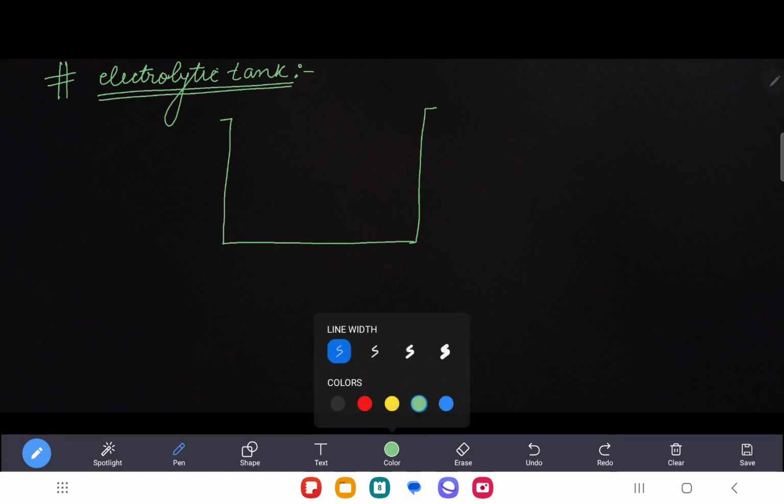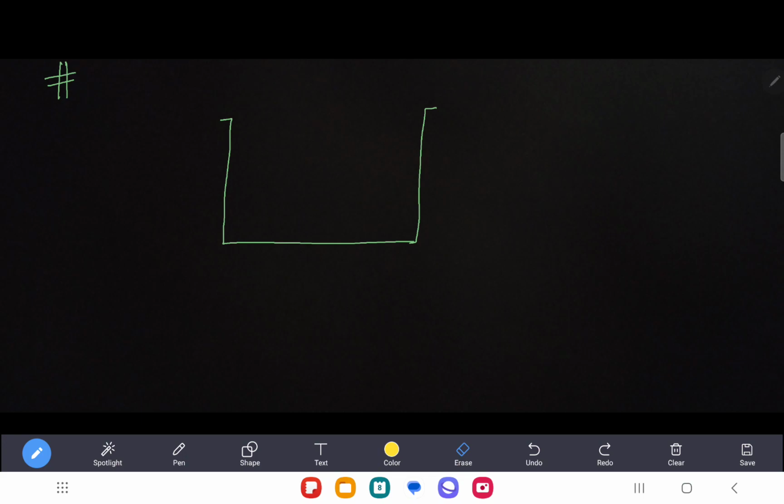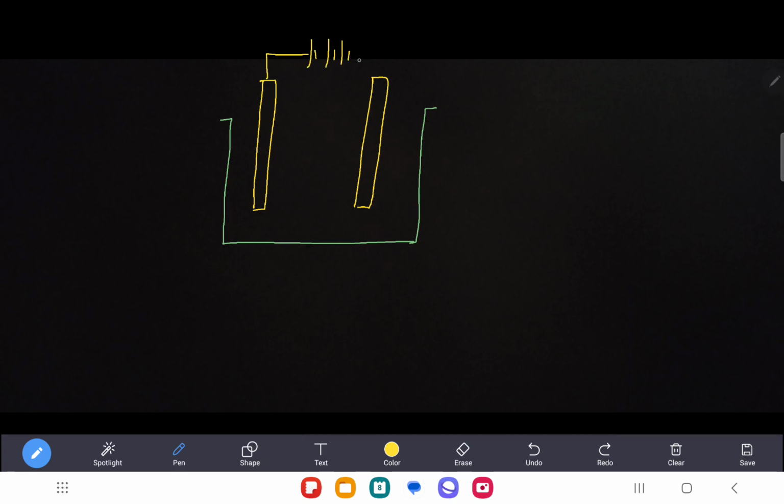Now, what is happening in the electrolytic tank? Electrolytic tank is a tank in which you perform the process of electrolysis, right? And in electrolytic tank, we dip 2 rods. The 2 rods are called as electrodes. Yes or no? So we connect this to a battery. So this is the setup of an electrolytic cell, right? So these 2 yellow rods are called as my electrodes.